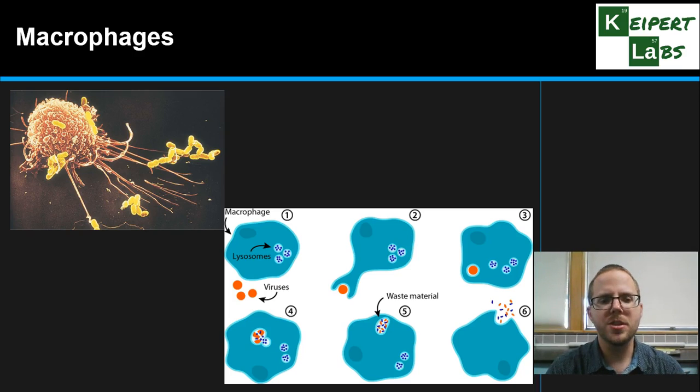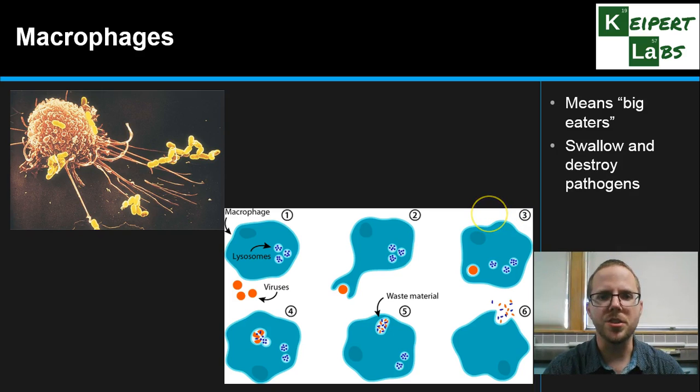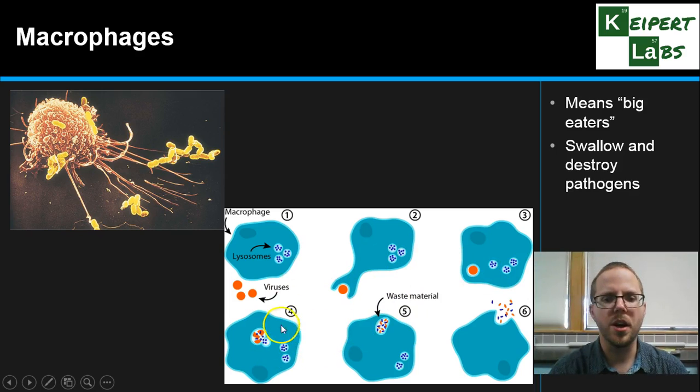There's one particular type of white blood cell called a macrophage that we're going to focus on for a second because its sole job is to kill and destroy pathogens. Macrophage, the name means big eater, and so its job is to swallow and destroy pathogens. You can see in the diagram down here that if we've got some viruses represented by the orange circles, the macrophage comes along and swallows it up, and that virus goes inside the cell, and there's a structure inside the cell called a lysosome.